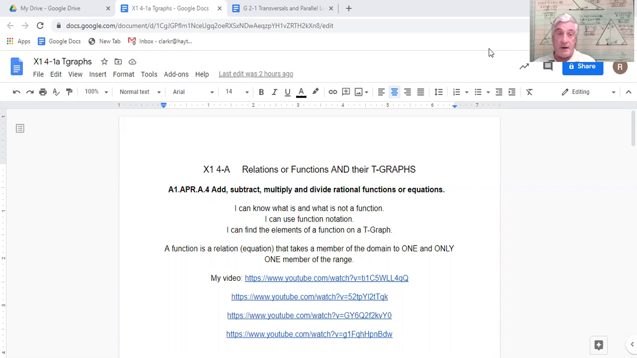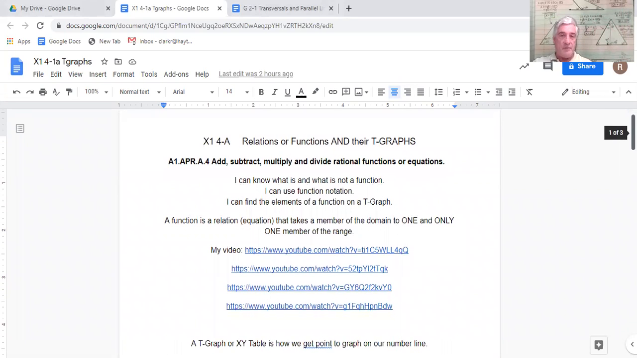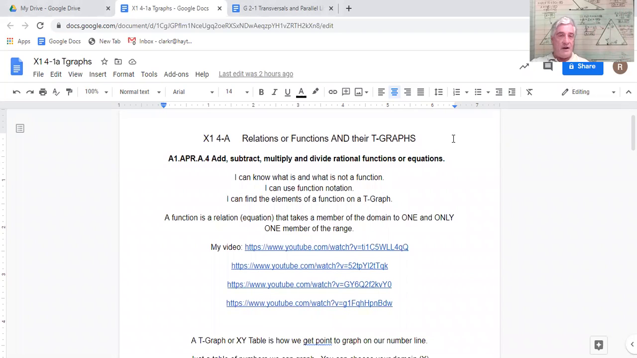The other thing we talked about was the exponent of the y always has to be 1. And we talked about how they give you the set, and you can only have one domain go into the same range each time. The x is the domain, the y is the range. We didn't talk about how to get points to graph them. We call these t-graphs.